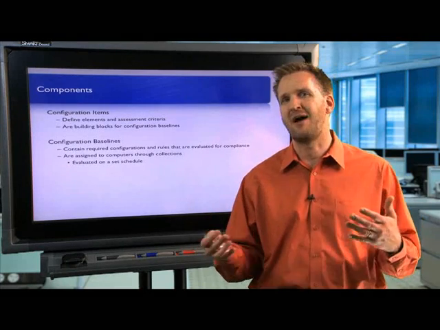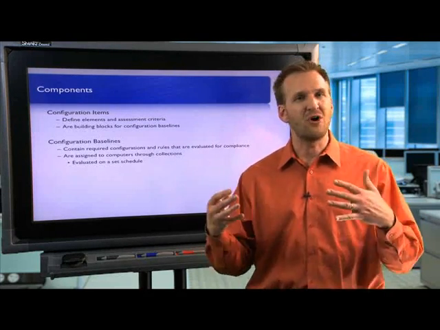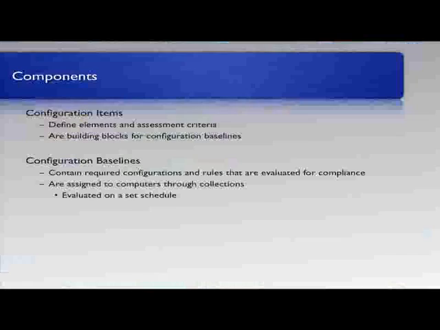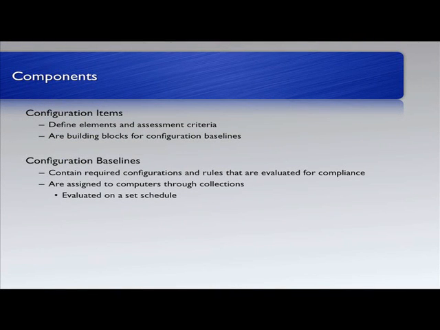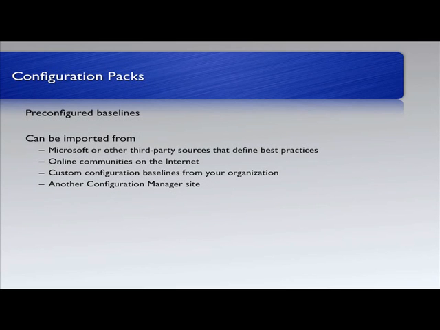So essentially the baseline is like a package in a way, taking all the elements and combining them together. The baseline is what we assign to computers through the collections, and then they're going to be evaluated on a set schedule. So those are the elements that we're dealing with. Now, configuration packs. This is what we call what we might get from Microsoft, what we might get from an online community or a third-party source. And what they are are baselines, pre-configured elements and baselines that we can import into our system and use.